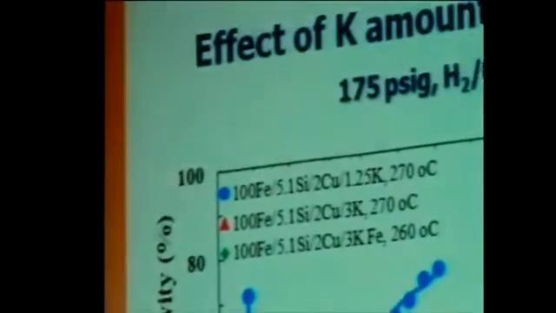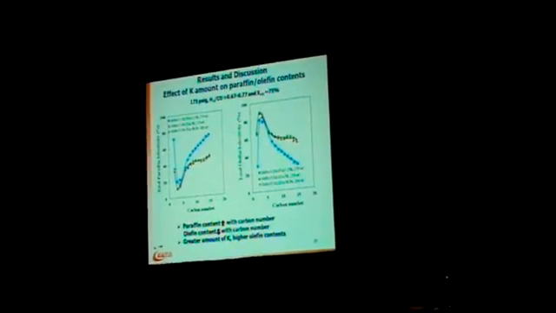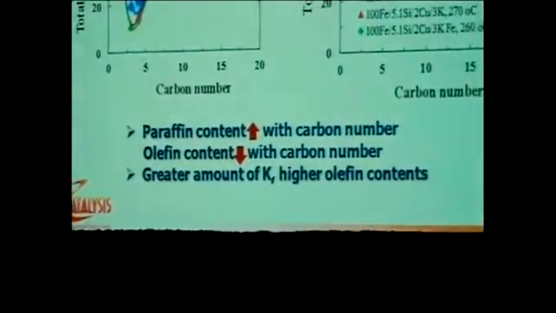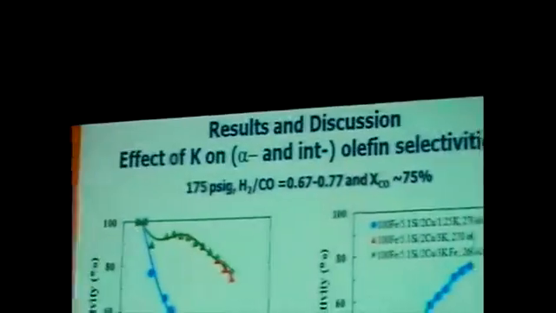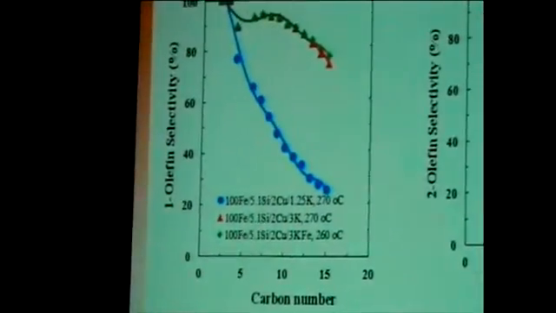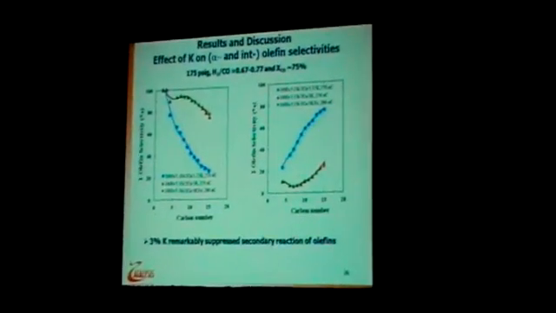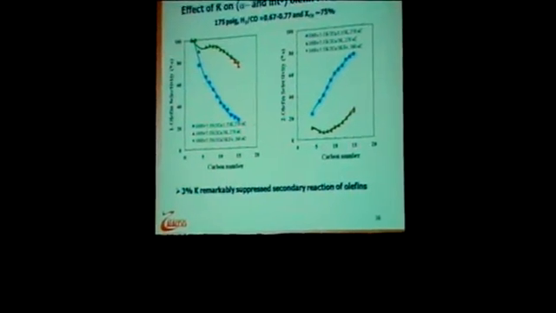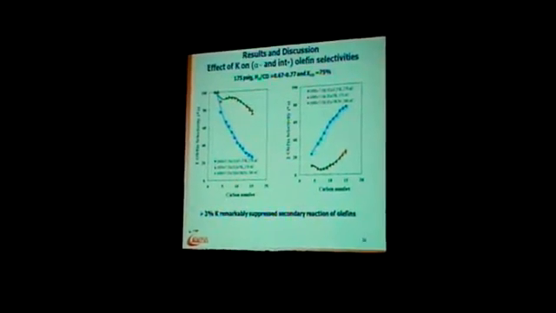And this is the paraffin selectivity and olefin selectivity with carbon number, with the 1K blue line and the 3K catalyst red line. We can clearly see potassium increased olefin and decreased paraffin for all the carbon numbers. We also found that potassium increased 1-olefin significantly and decreased 2-olefin selectivity, which should suggest that potassium suppresses the secondary reactions of olefins.